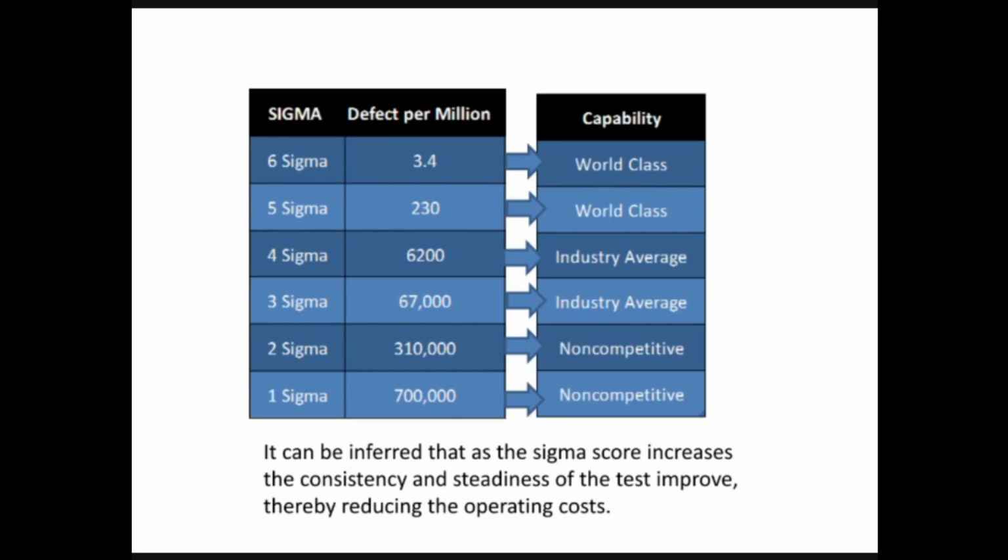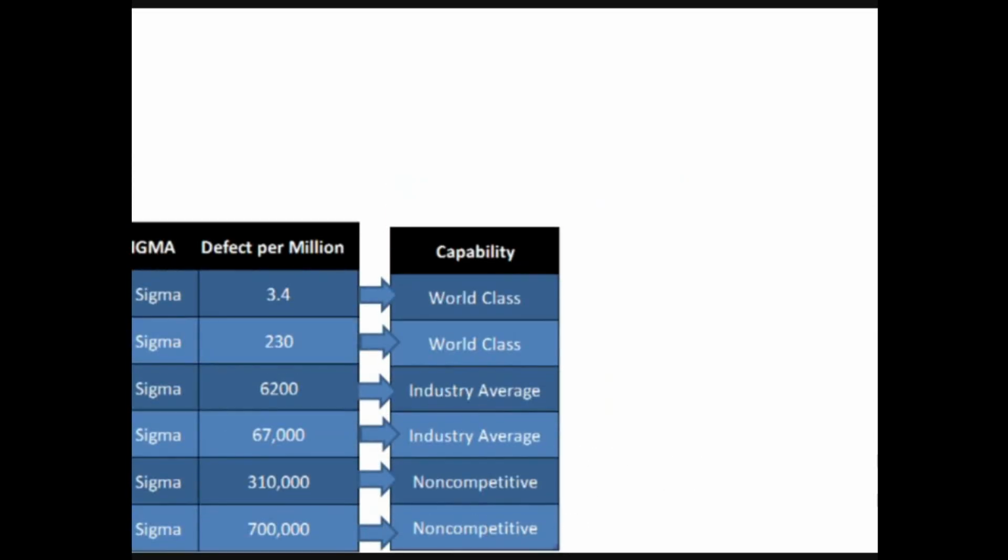So, from the chart, it can be inferred that as the Sigma score increases, the consistency and steadiness of the test improve, thereby reducing the operation costs. Now, what operation cost would be reduced? We are not repeating the test, we are not rechecking it again. The Westgard rules can be a little lenient. So this saves the reagent, this saves the manpower, and this builds a lot of confidence in the staff as well as the entire laboratory, and the patients and the consultants, that we are giving good reports.